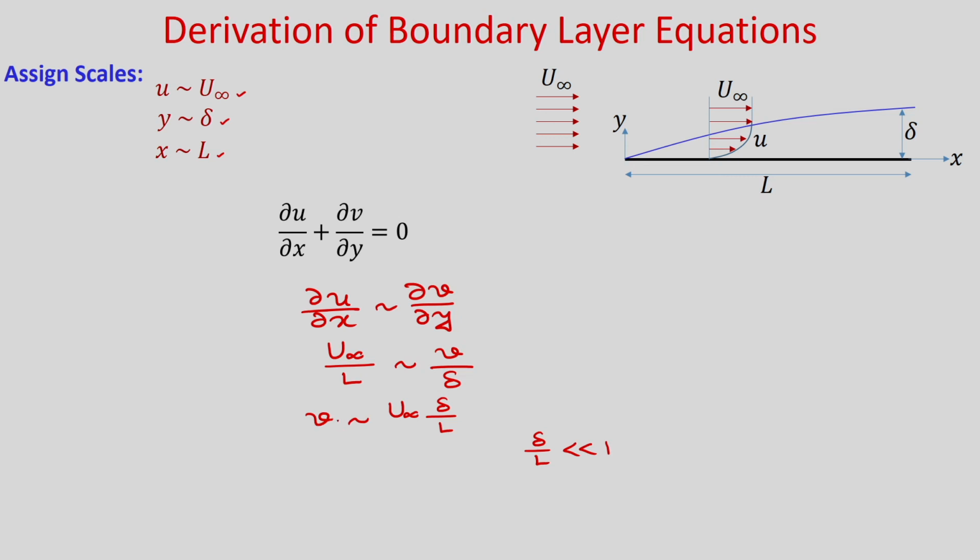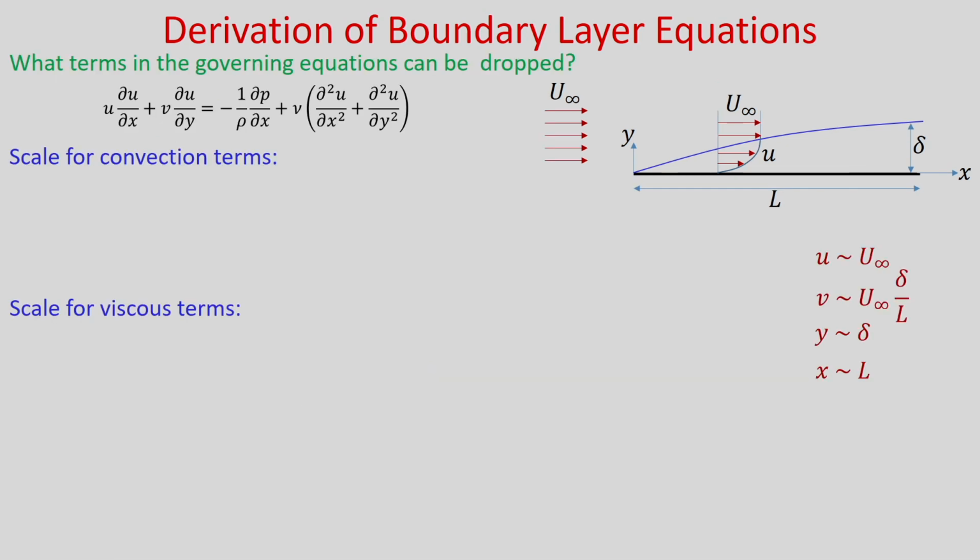So, obviously v will be very small. So, now we got the scale for velocity v. So, the next question is that what terms in the governing equations can be dropped.